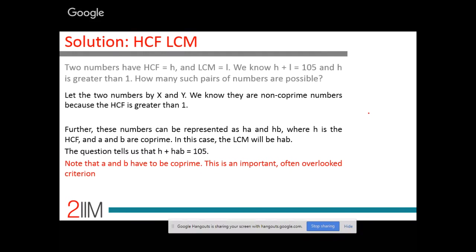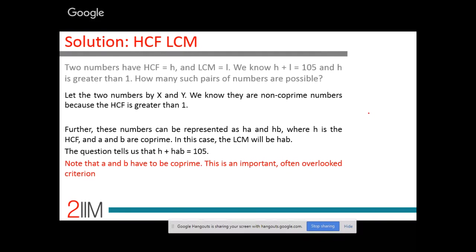105 is heavily factorizable, so it's not likely that you'll get a question with such a large number. But this template is very much common. Given that the sum of HCF and LCM is equal to a certain number, find how many pairs are possible. Given the product of two numbers and their LCM, how many pairs are possible. Product of two numbers and HCF, how many pairs are possible. That is fair play. That is a reasonably common question. All work off the template: the numbers can be assumed as HA and HB. LCM is H, AB. HCF is H. A and B are co-prime.